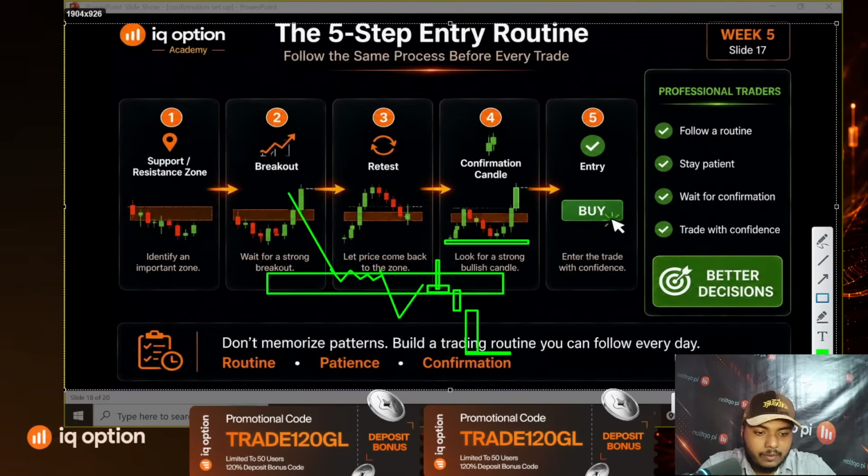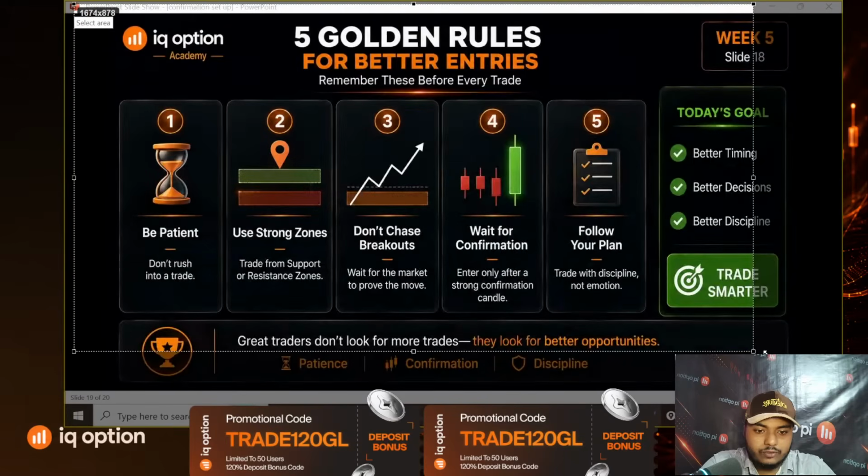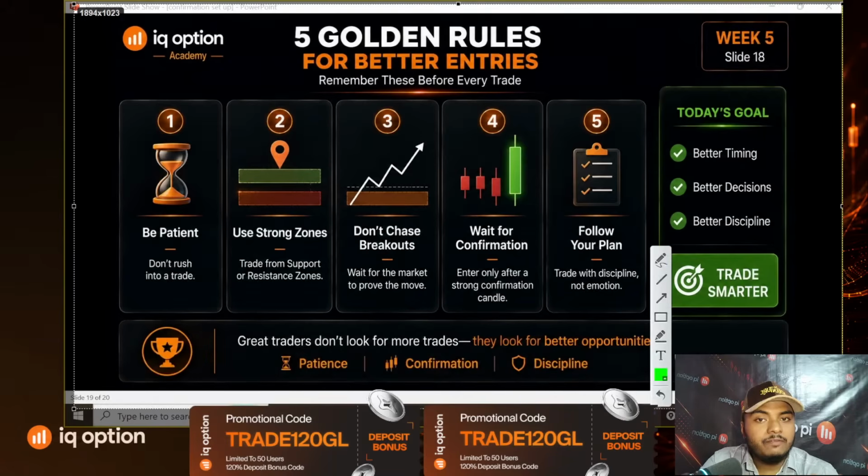Let's move to the next topic. Let me give you some advice here. First of all, you have to be patient. Patience is everything. To get these kinds of high quality trading setups, you have to be very, very patient. If you don't have patience in trading, guys, trading will be very, very hard for you. Okay, so there is no alternative to patience.